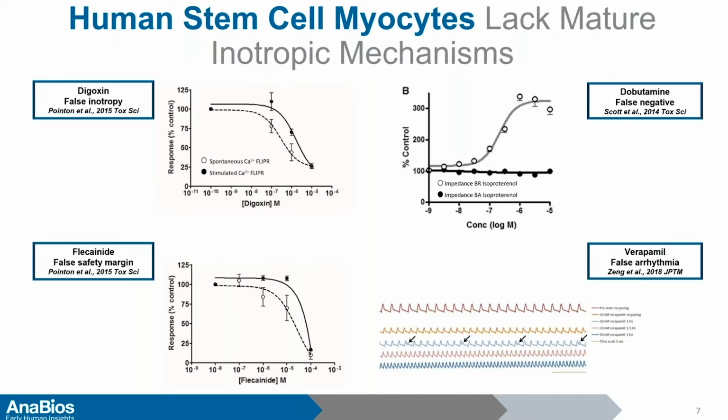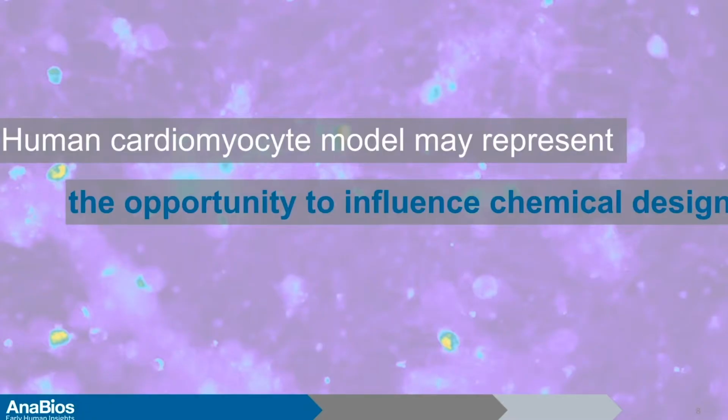Additionally, false inotropy, false negative prediction, false arrhythmia, and false prediction of safety margin were reported in studies using stem cell derived cardiomyocytes. Based on this, it can be concluded that the human stem cell myocytes lack mature inotropic mechanisms. We at AnaBios and key opinion leaders strongly believe that a human primary cardiomyocyte model may represent the opportunity to influence chemical design during preclinical development.